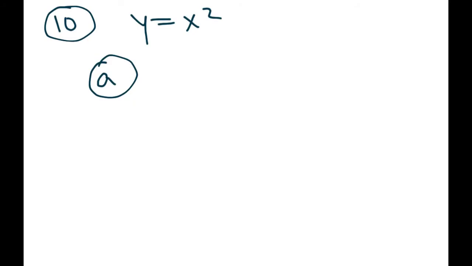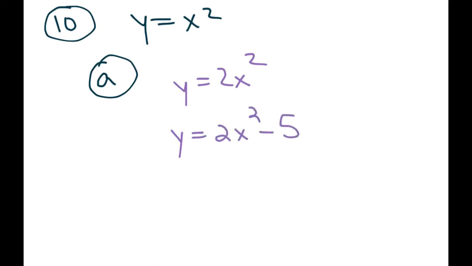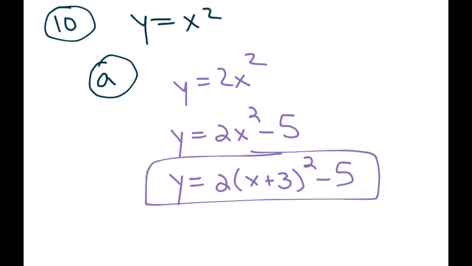In problem 10, we want to write an equation of a transformed graph of the parent function y equals x squared. That is a vertical stretch by a factor of 2, a vertical translation 5 units down, and a horizontal translation 3 units to the left. The horizontal translation is always written in the parentheses, and to the left will be plus. So this is the polynomial that has been transformed by a vertical stretch by a factor of 2, 5 units down, and 3 units to the left.